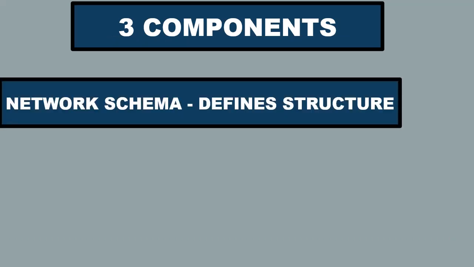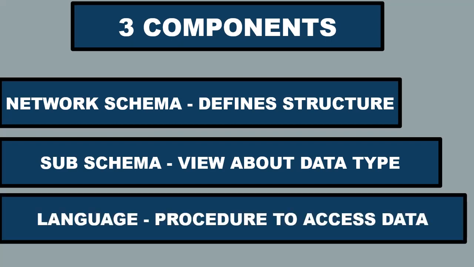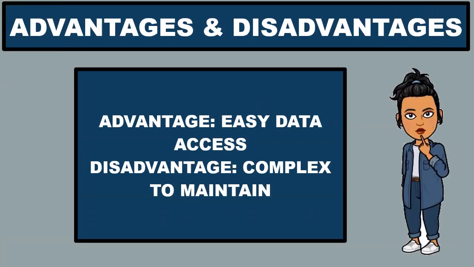It has three components. Network schema, which explains the structure of database. Subschema, which defines the view of users on data types which are being used in the database. And language, which is the procedure to access database. Data accessing is so simple in network model as every data in the database is directly related and integrated. But the network model maintenance was found too difficult.